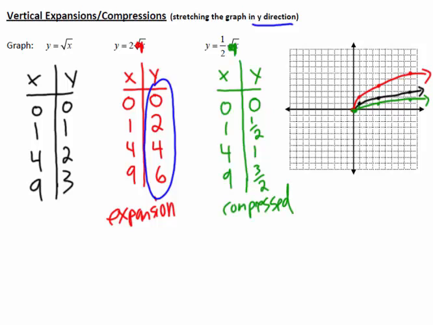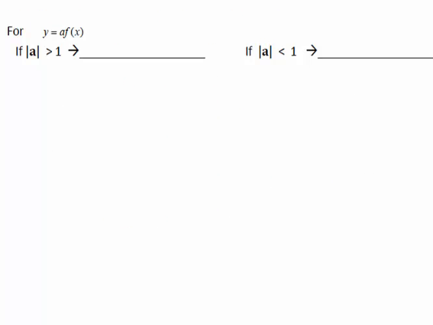It's like someone's come along and sat on that graph, and again, compressed in the y direction. It's as if someone has come along and pulled this graph down or pushed it up, compressed or expanded. So let's generalize this for any function. When we have an a value in front of the function, it tells us that it is vertical.